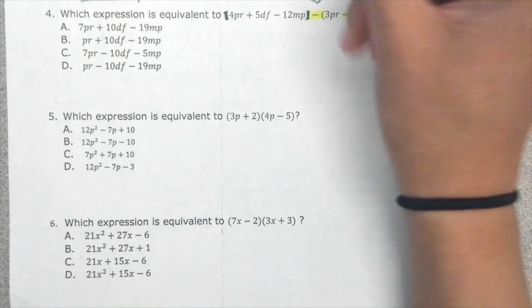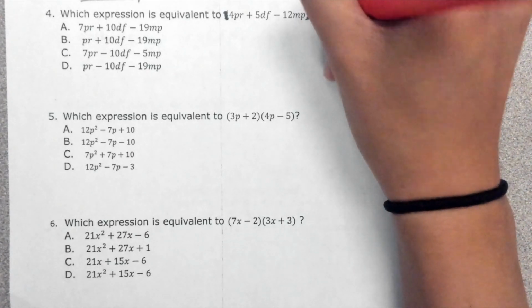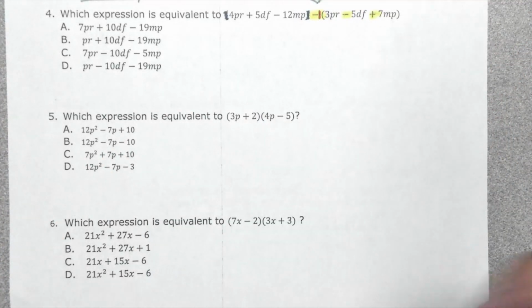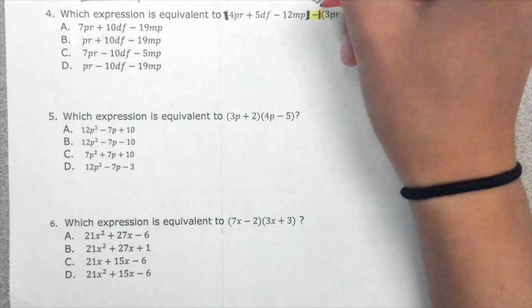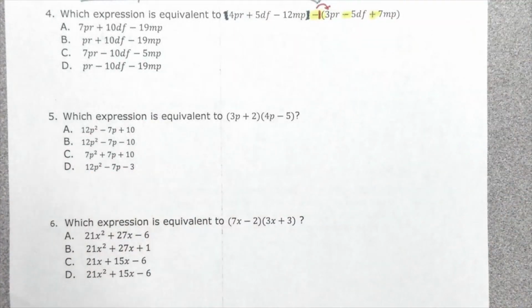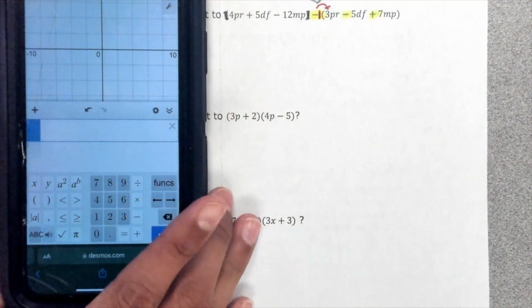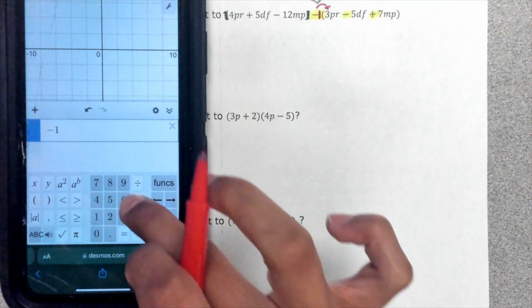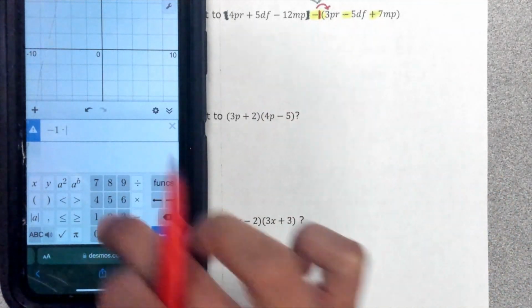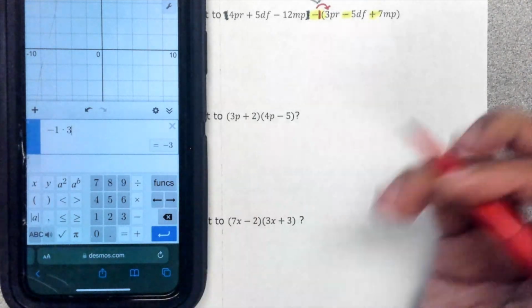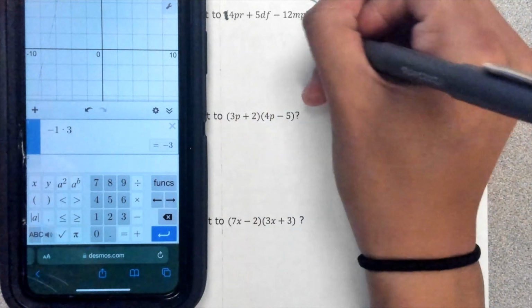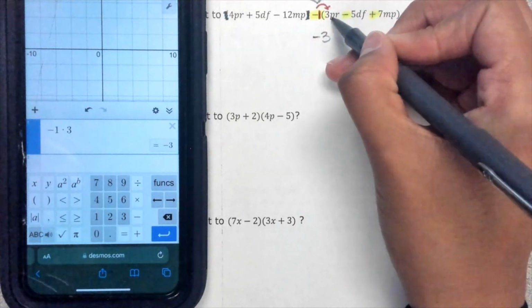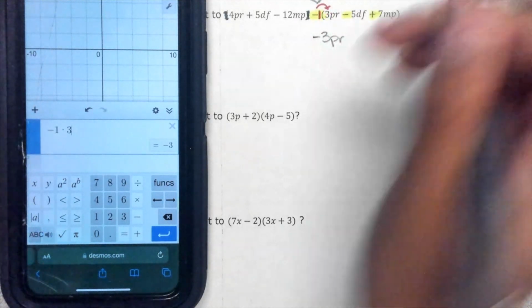That negative out in front is the same thing as any other number. It's an imaginary 1 there. So we are going to multiply that negative 1 times everything inside. Okay, and I'm going to show you using my calculator that all it does is change the signs. So here's my calculator. We're going to multiply negative 1, we're going to distribute times a positive 3. And all it does is change it to a negative 3. So negative 3PR. We're going to bring those variables down with us.